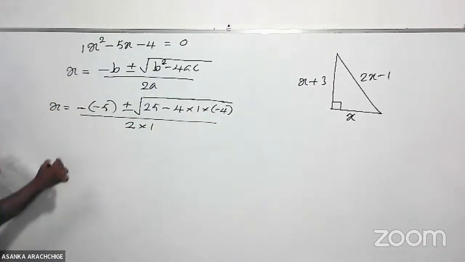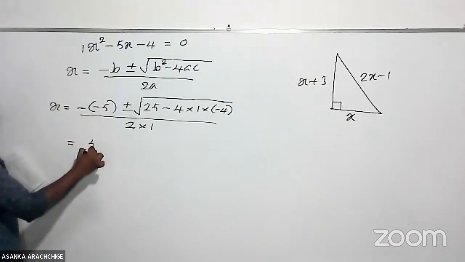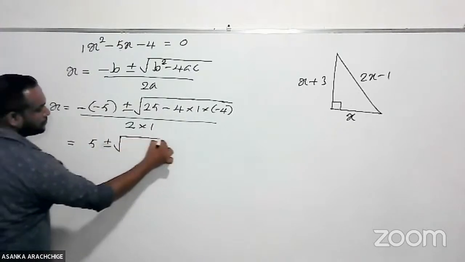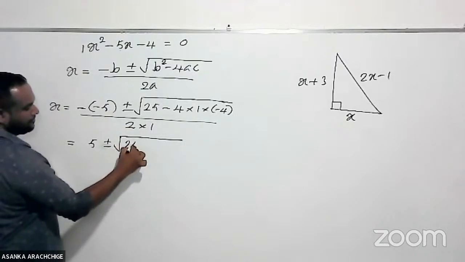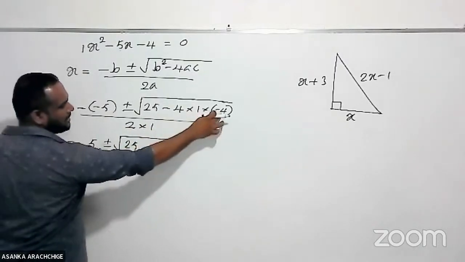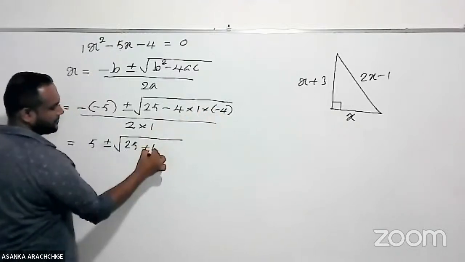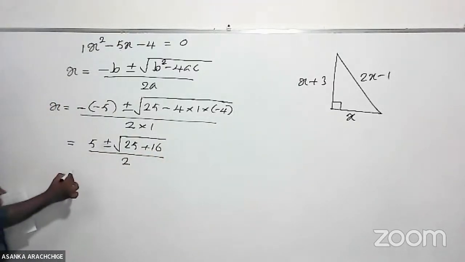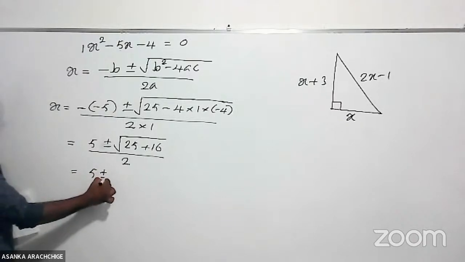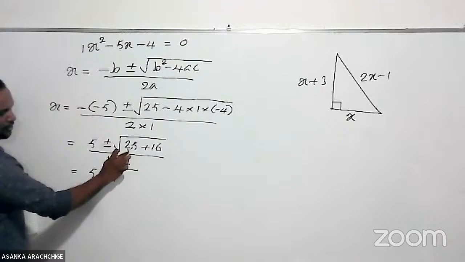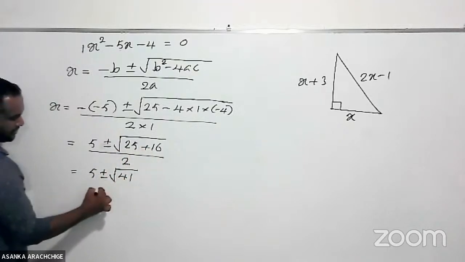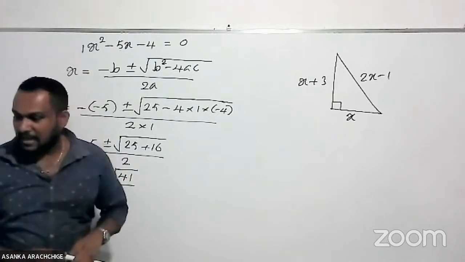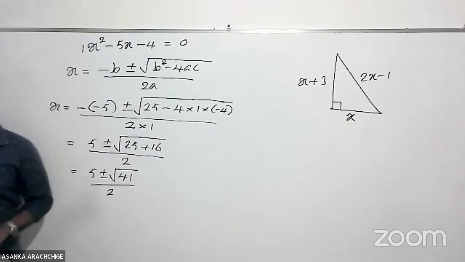Clear? Then minus into minus is plus 5, plus or minus the square root of 25 plus 4 times 4, 16, upon 2 times 1, 2. Then x equals 5 plus or minus square root of 25 plus 16, that is 41, upon 2. In the exam, you are given the square root of 41.